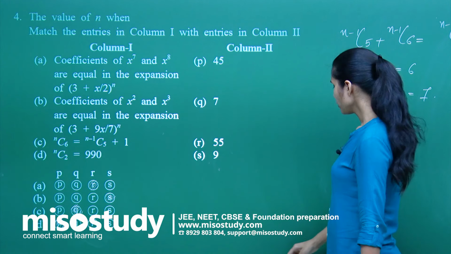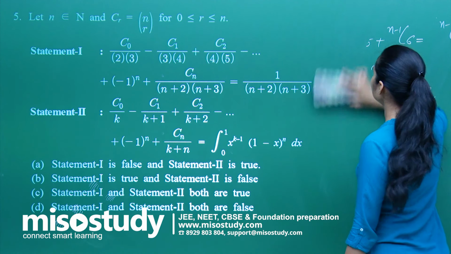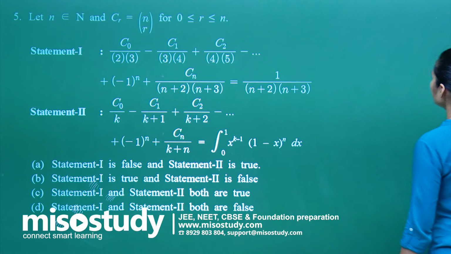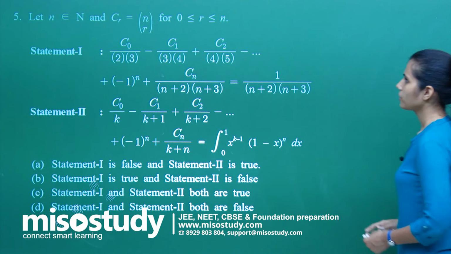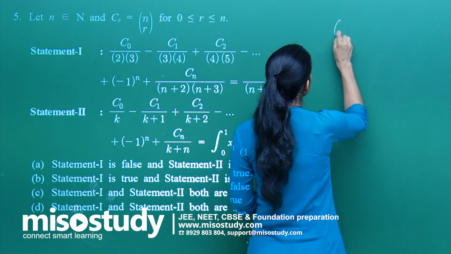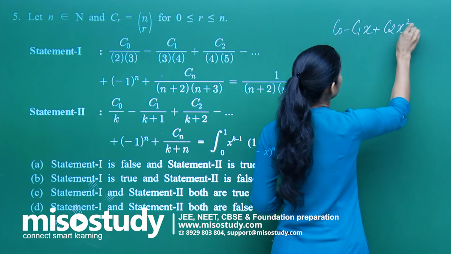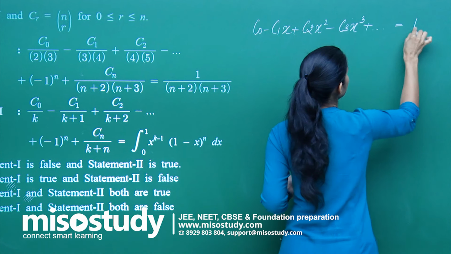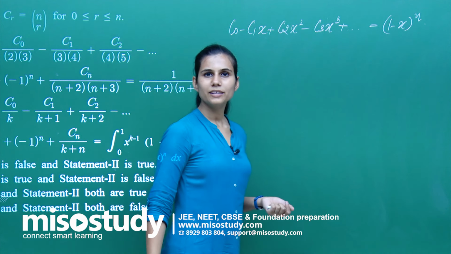Clear? Moving on to the next, we have, this is my nCr, where Cr is actually nCr. Statement 1 and statement 2 are given to us. Let's talk about them. Over here, C0 minus C1x plus C2x square minus C3x cube plus and so on. This can be written as (1 - x)^n. We have done this expansion.